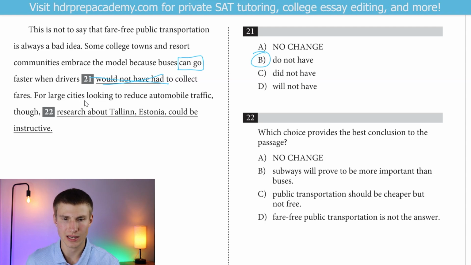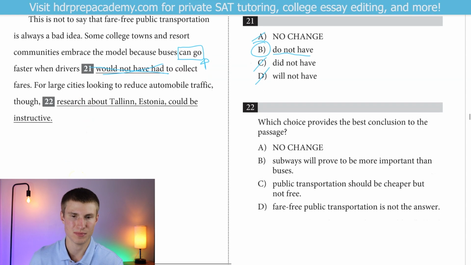In this case, we are looking at, I believe, the present indicative, right? The present indicative of do not have matches with the present tense of can go. All our other answer choices are in the wrong tense. That's how we know for 21 our answer choice has to be answer choice B. Can go is telling us our answer for 21.